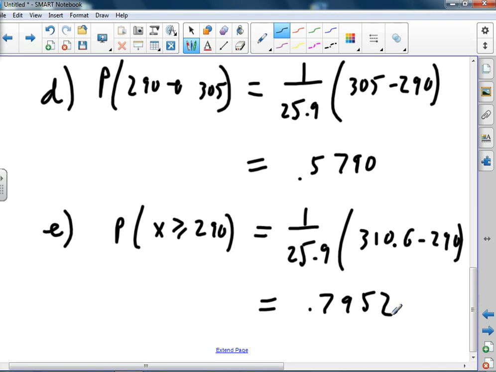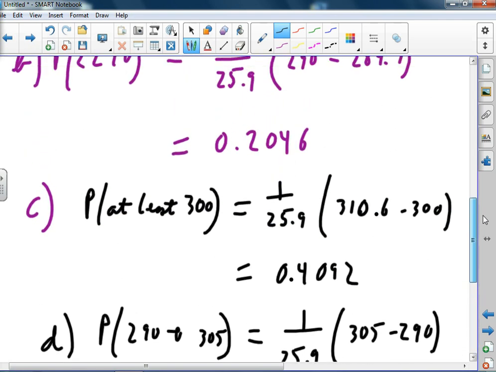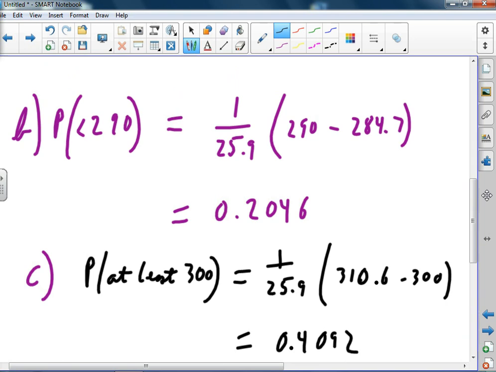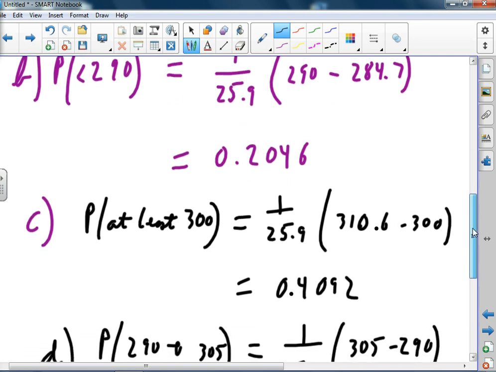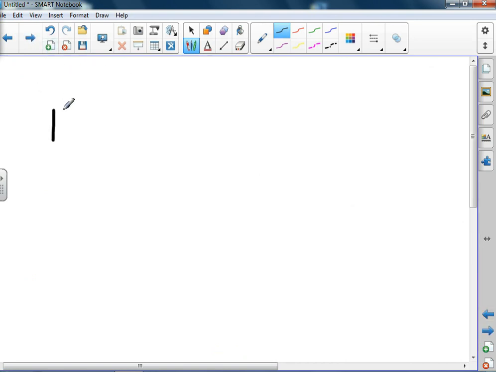So much for problem number 5. What problem are we on anyway? 5. Move up, move down, move all around. Okay, relatively happy. Number 11.